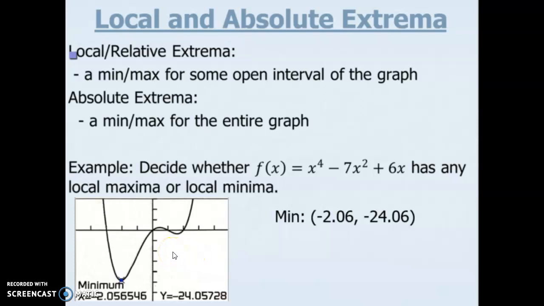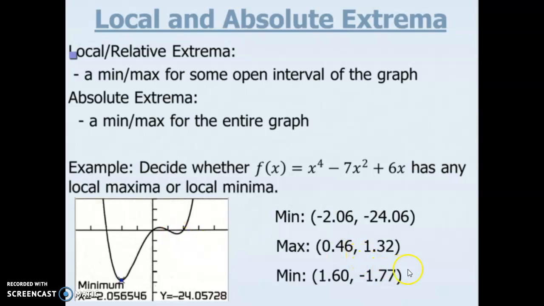You are going to do the same thing for your maximums. The maximum looks like it's right about here. I'm going to go second, calc, max, left bound, right bound, guess. Do the same thing for the minimum. Take a second and do those. For my maximum, I got 0.46, comma 1.32. For my minimum, I got 1.60, comma, negative 1.77.